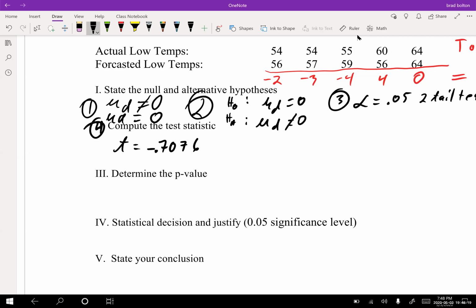I'm feeling pretty bad right now because I'm pretty sure we're going to fail to reject the null, because a t-value of negative 0.7 still leaves a lot of probability to the left or to the right of it, whatever we're dealing with. So I'm going to take my p-value. Oh, they already tell us, don't they?